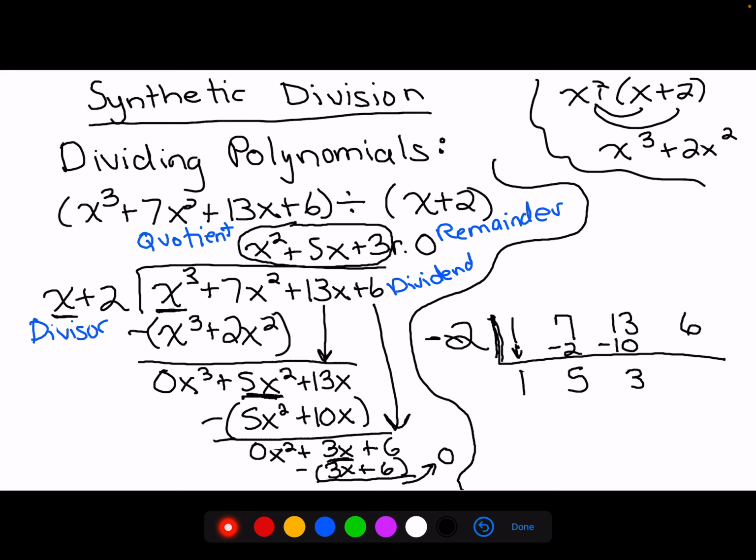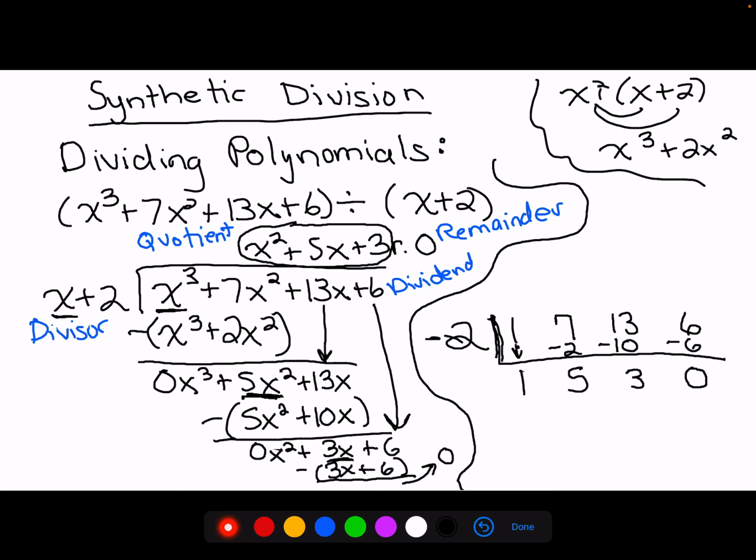Take the negative 2 times the 3, we get negative 6. Put that over here under the 6. Add the results, we get 0. And then we're basically done. We have to write up our answer still, but that's basically it for the division. Way less space, way less time.